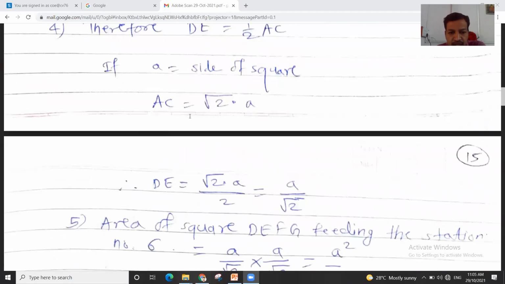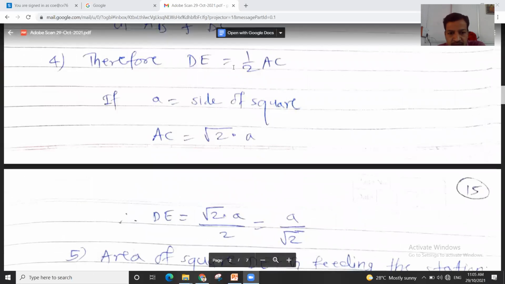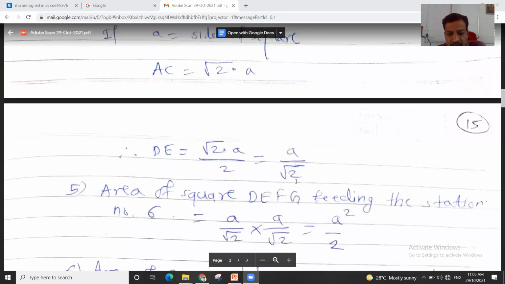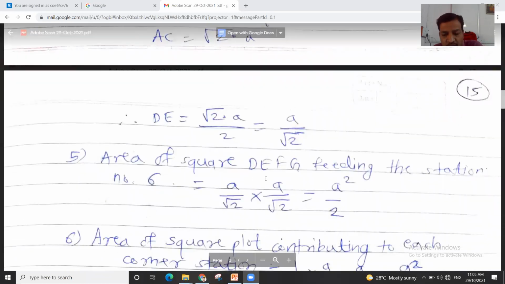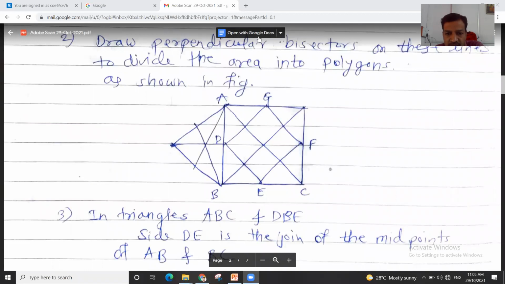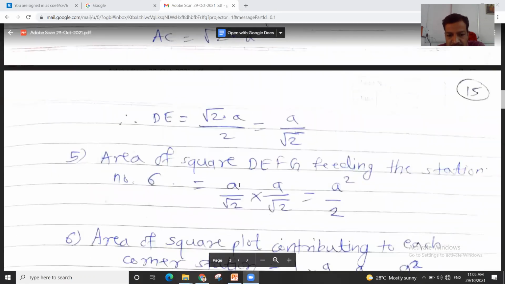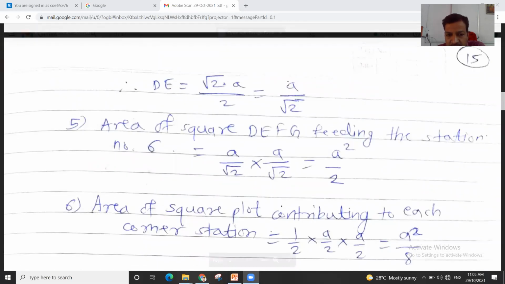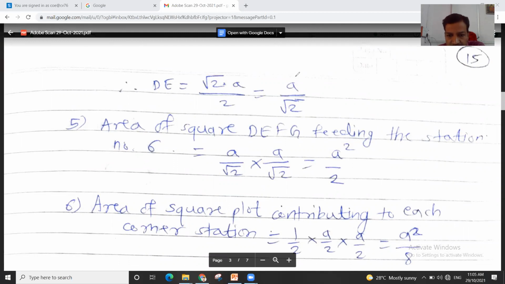Now by putting this value of AC in this equation, D is equal to 1 by 2 AC, which is root of 2 into a over 2. So D is a by root 2. After that, the area of square DEFG, we have to find the area of this square. We have found the side D, so squaring it, the area of DEFG is a/√2 multiplied by a/√2, that is D squared, side squared, we get a²/2. Okay.